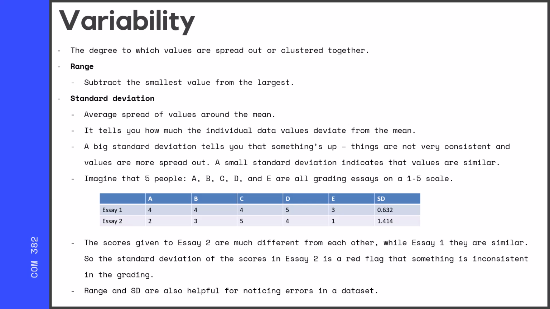Range and standard deviation are also really helpful for noticing errors in a data set. So for example, let's say you do a study for ages and everyone that you talk to is age 18 to 65. But you go into the statistics program and you see the range is 9 to 99. Someone must have entered their age wrong. Or if the standard deviation is huge, something's wrong in your data. So this is useful this way too.